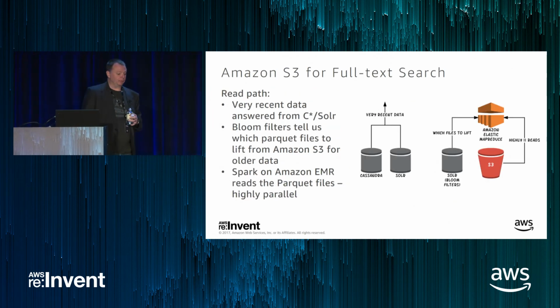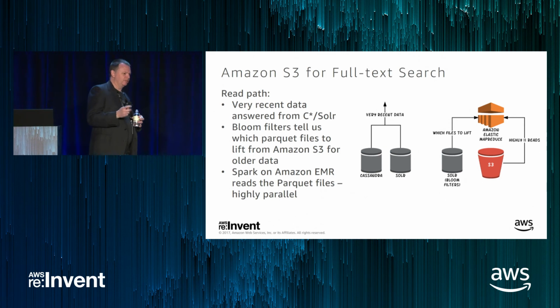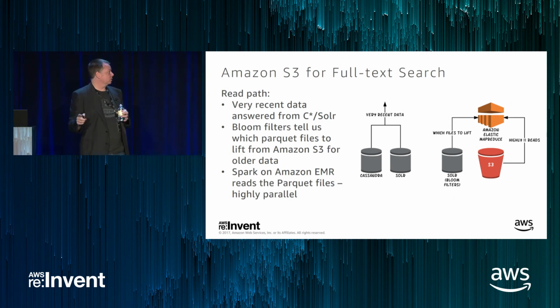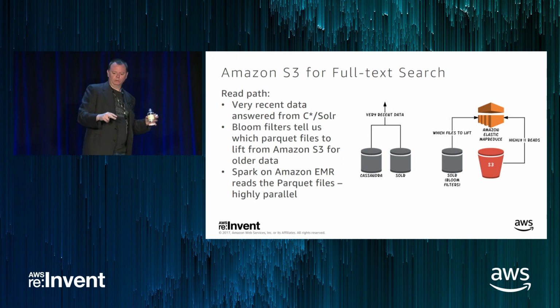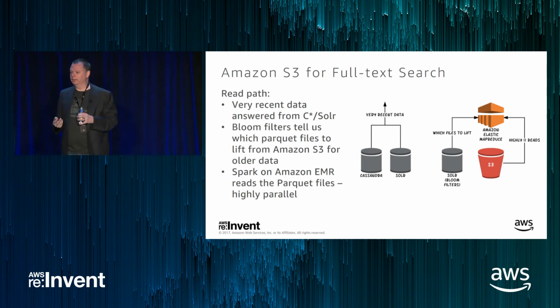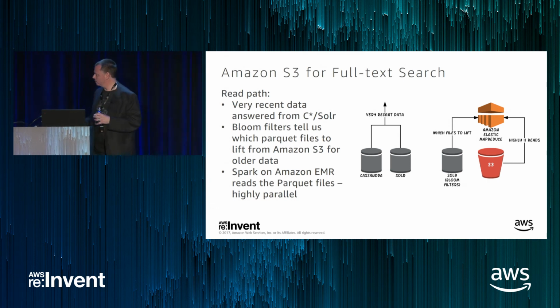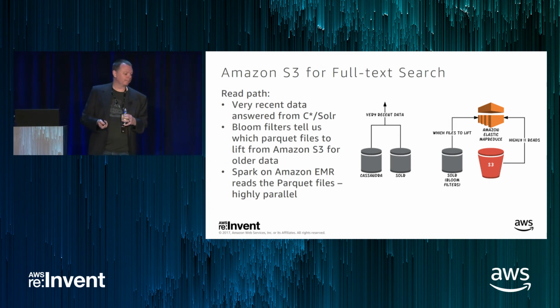So now I want to talk about the read path. This is kind of where the magic happens on those Bloom filters. If it's very recent data, if somebody's asking us for something for the last hour, or if they're doing a very large time range that includes the last hour, we're still asking Cassandra and Solr for that time range. But lifting tens of millions of files from S3, you could do it, but you'd rather not, right? You want to only lift the files that have the answers that you're looking for.